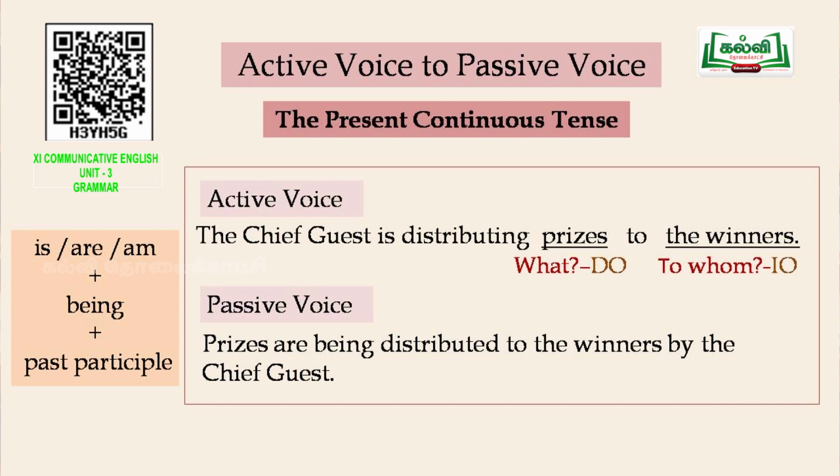So I get two answers in the passive. Answer number 1 with the direct object, prizes. Prizes, plural, are being distributed to whom? To the winners by the chief guest. That is your answer using the direct object as the subject. Answer number 2. The winners are being distributed prizes by the chief guest. So here you have the winners, indirect object, as the subject.